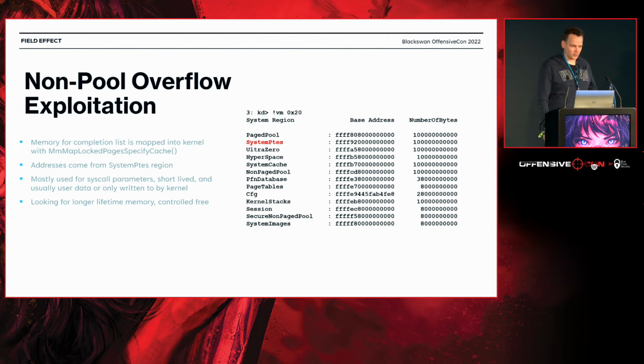Instead, this memory comes from this call here. It's mapped block pages, and so when the kernel says, I want to map these pages into user mode or into kernel memory, the address range it comes from is actually the system PTE range. You can see on the side I've used WinDbg to dump the address layout of the VM at the time. And there's that system PTE section highlighted in red.